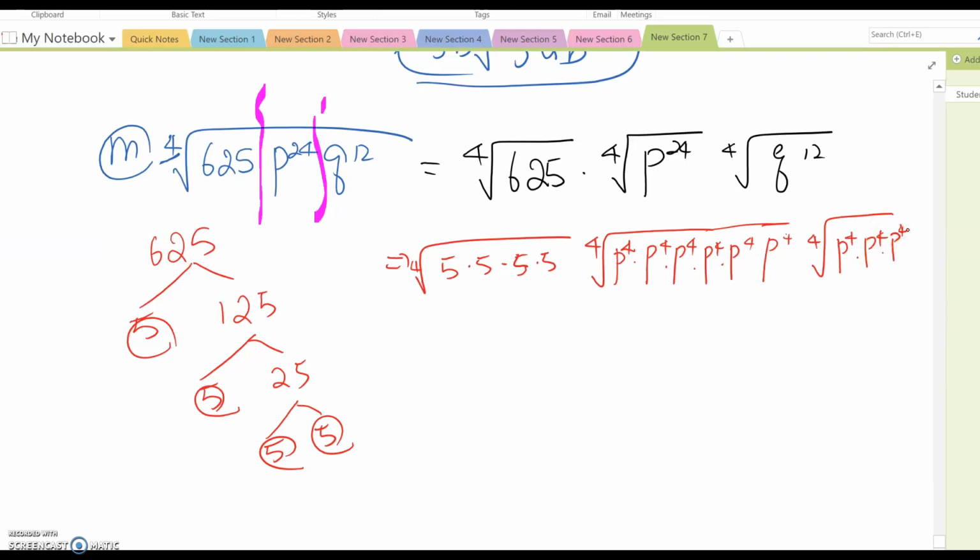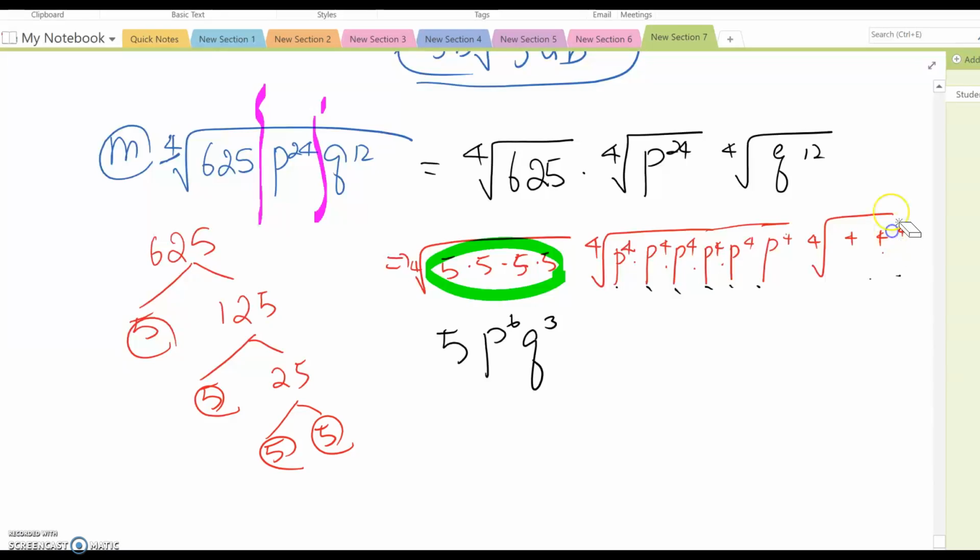Okay, then now each fourth power will come out as a single number. So this, so 5, and then 1, 2, 3, 4, 5, 6. So p to the 6, 1, 2, 3. So q cubed. Sorry, that was the old q actually, but somehow I wrote down p. So that should be the answer for this case.